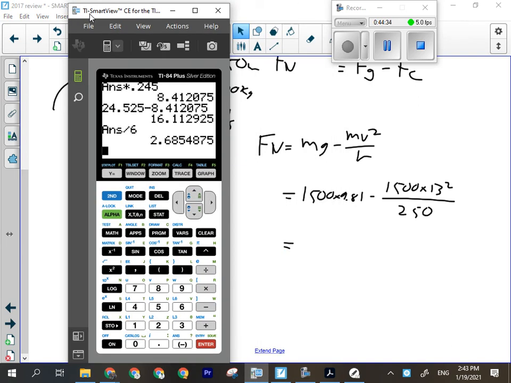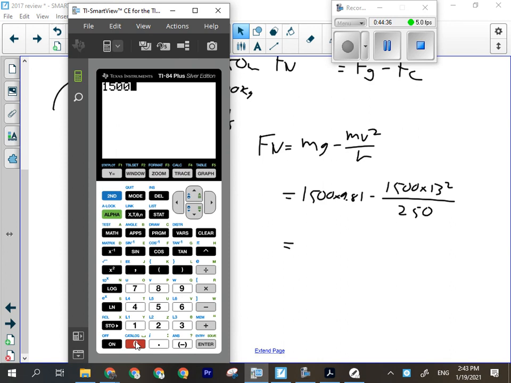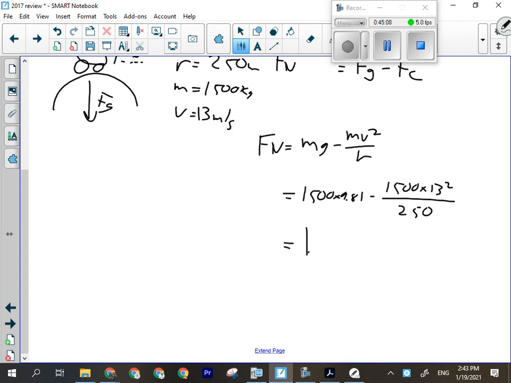All right, so 1,500 times 9.81 minus 1,500 times 13 squared divided by 250. So the apparent weight of the car is 13,701 newtons, or 1.3. Actually, we only have two significant figures there. 1.4 times 10 to the 4 newtons.